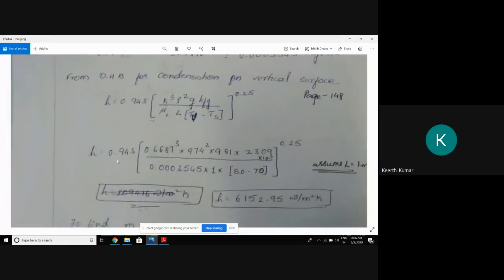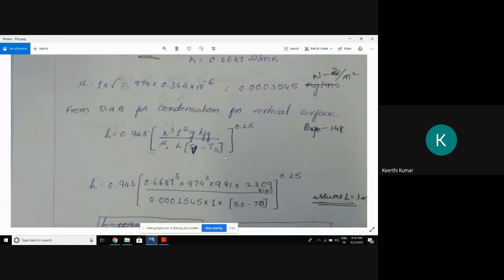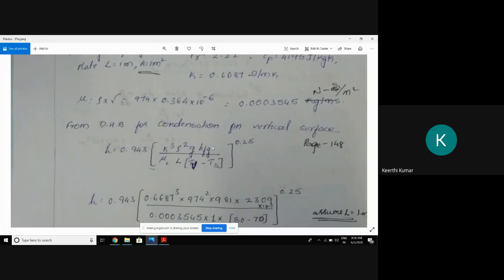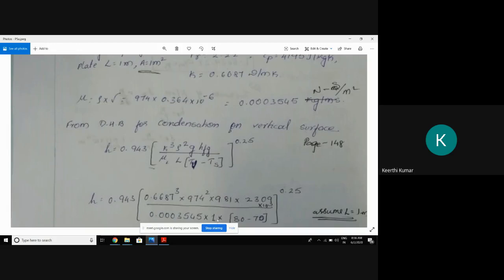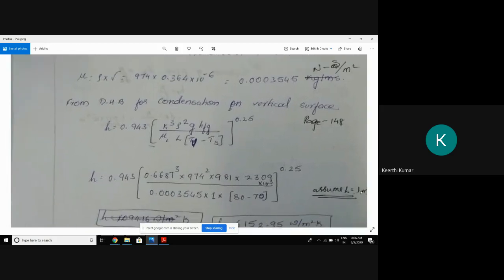See, 0.943. Thermal conductivity is 0.6687, cube. Density is 947, square. g is 9.81. This h_fg, he has given this value. Mu of liquid we found out here. Length I have taken as 1. That's what I have written here again, assuming length as 1 meter. Then T_v is 80, T_s is 70, to the power of 0.25.